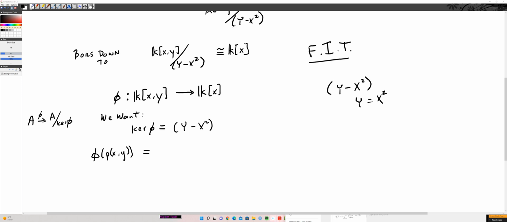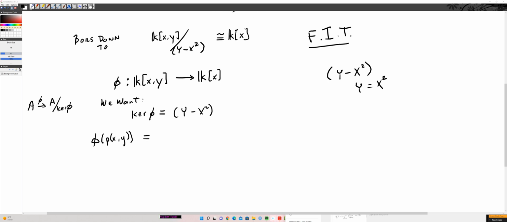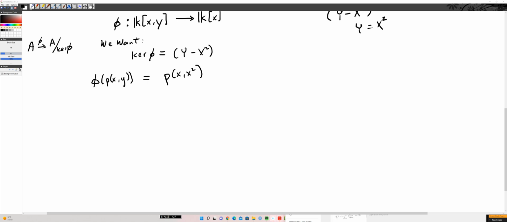If I do that, what I'm essentially doing is sending everything that has a y in it to x squared. I'm sorry, I said that imprecisely. Every y I find becomes x squared. I'm replacing y's with x squareds. And so this gives me a good idea of what my homomorphism will be. The homomorphism will be p of x, x squared. This is clearly a homomorphism because suppose that I multiplied p of x, y by q of x, y. Then I would have on the other side p of x, x squared times q of x, x squared. I wouldn't have a problem with that. Again, it's very simple. I'm just replacing y's with x squared. So this is a homomorphism.